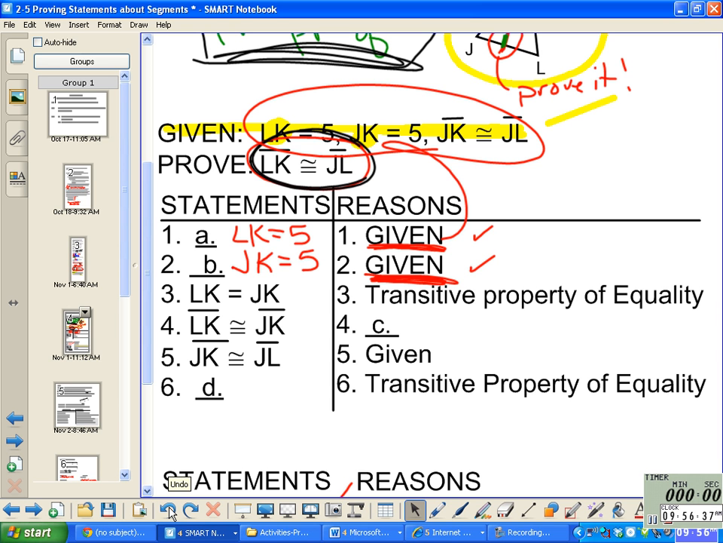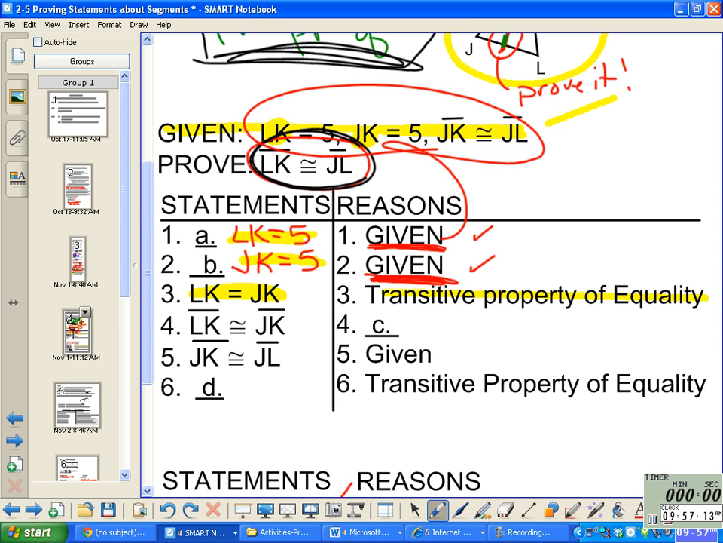Now, number 3. In the statements, it says here that LK is equal to JK. And it says that the reason that LK is equal to JK is because of the transitive property of equality. Well, how is that? If LK is supposed to be equal to 5, and then JK is also equal to 5, so these two, this is equal to 5, and JK is equal to 5.